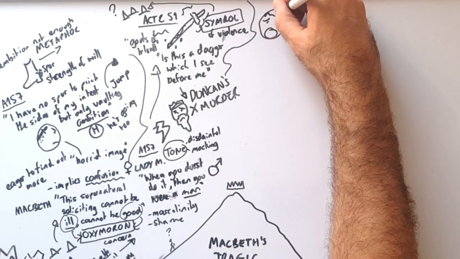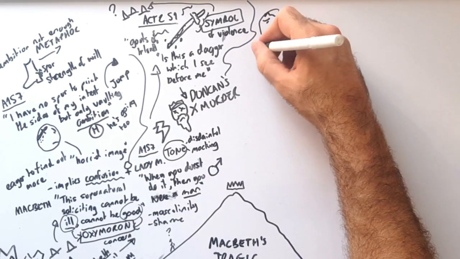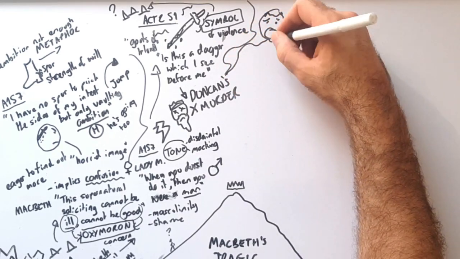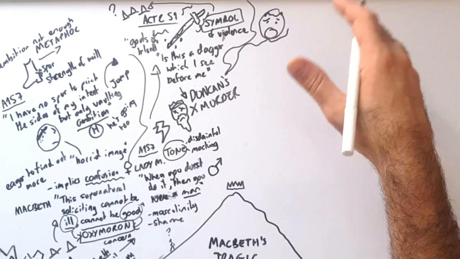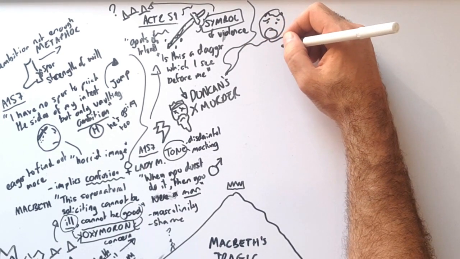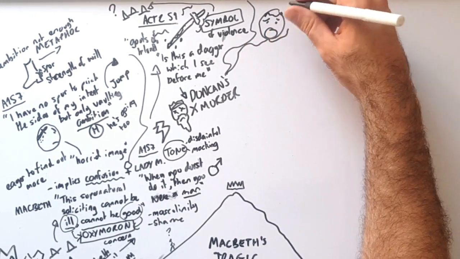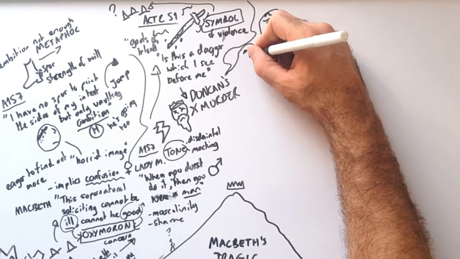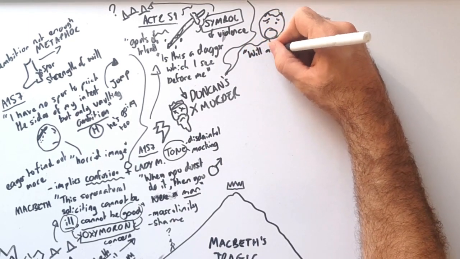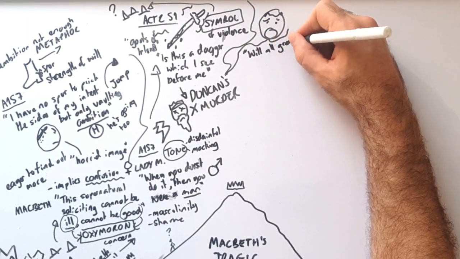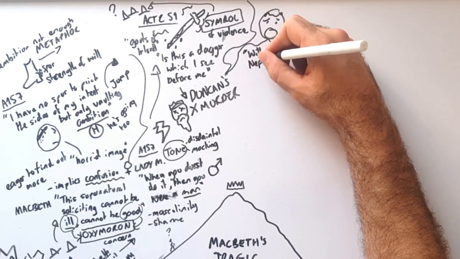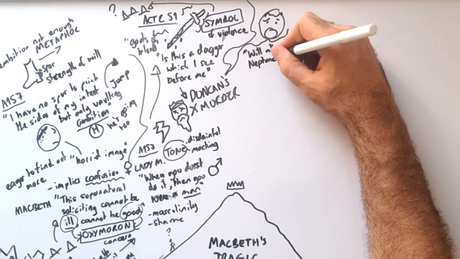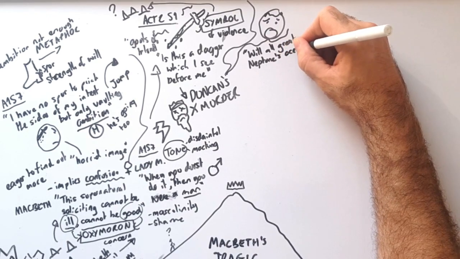So let's look at Macbeth. The result of the murder is a complete sense of guilt and sorrow over what he's done. And Macbeth asks, "Will all great Neptune's ocean wash this blood?" Capital letter for Neptune, because it's a Roman god.